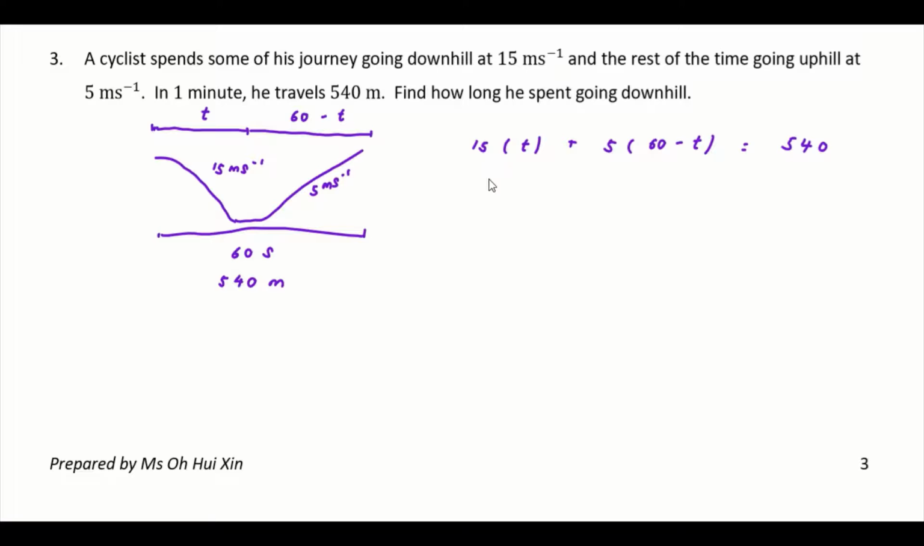So we have 15t plus 300 minus 5t equal to 540. So we get 10t equal to 240, so t is equal to 24 seconds. It means that for the first half, he actually takes 24 seconds, and the second half is another 36 seconds. You can always multiply them with the velocities and add them together, and you should be able to get 540.